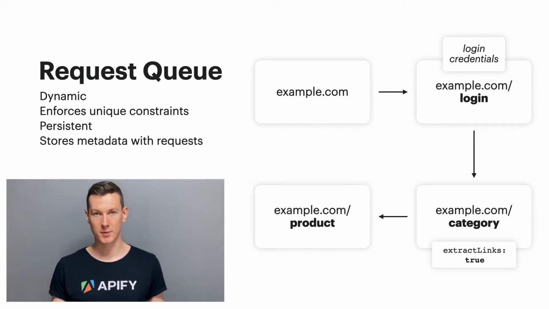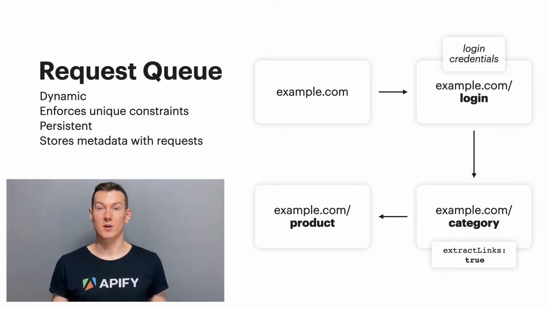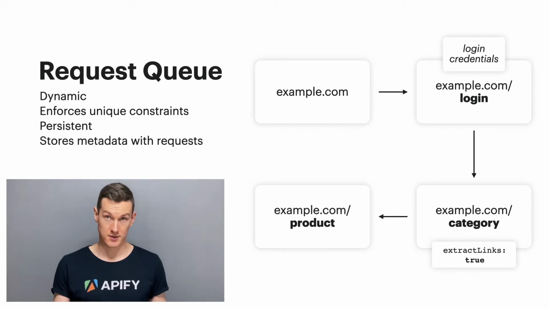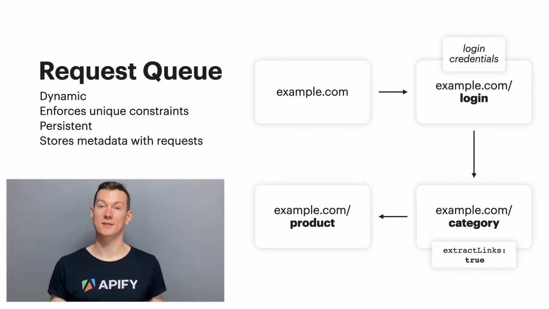First, it needs to be dynamic. You need to be able to add and remove requests from the queue as you open pages and find more links. Second, it needs to make sure that the links are unique and not just equal, but pointing to the same resource. This means it needs to normalize the URLs by reordering parameters, removing fragments, and so on. Third, it must be persistent. You don't want to lose your progress in a long crawl when your crawler suddenly crashes. And finally, you must be able to store extra information with the URLs, such as login credentials, crawling state, and partial results. Okay, great. We have a place to store our links.